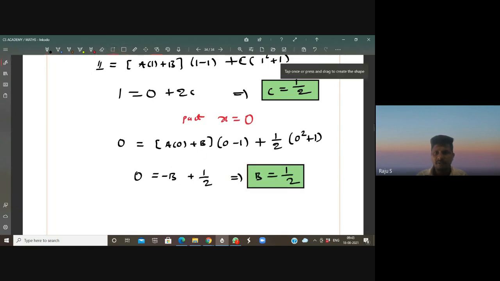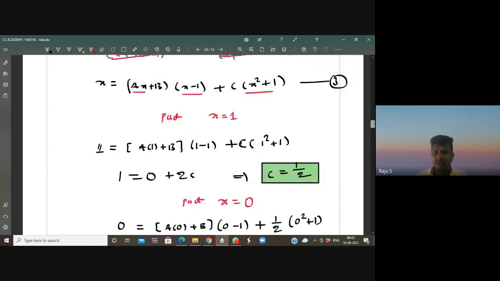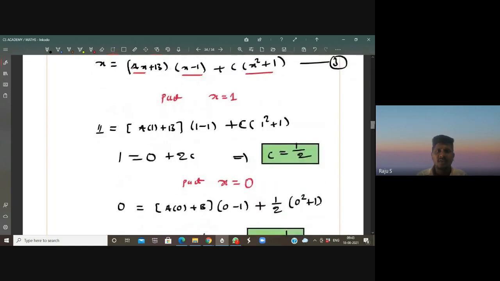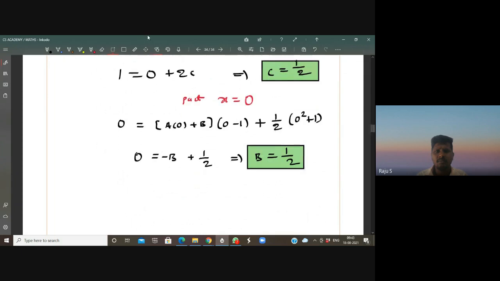After finding b and c, to find the a value you can substitute any value of x. Already we got the b value and c value. So how to find the a value? Take randomly any value of x. So what shall we take? You should take a small value, don't take large values. You can take minus 1 or plus 2, that's your wish. I want to take 2.